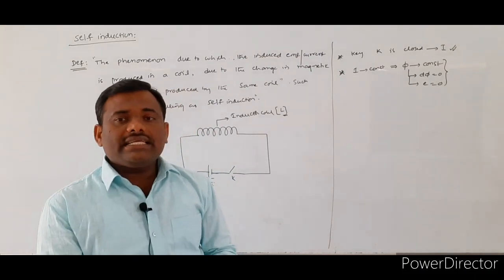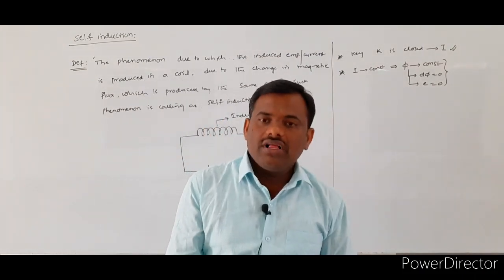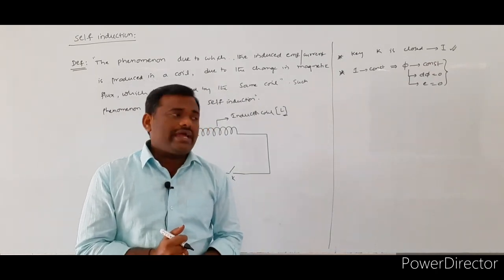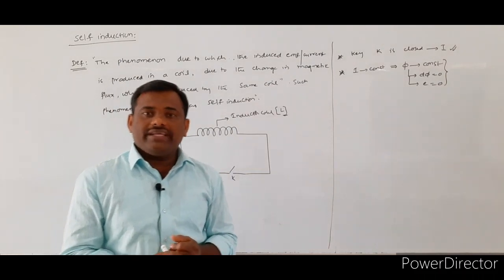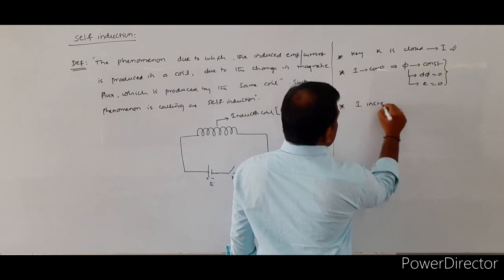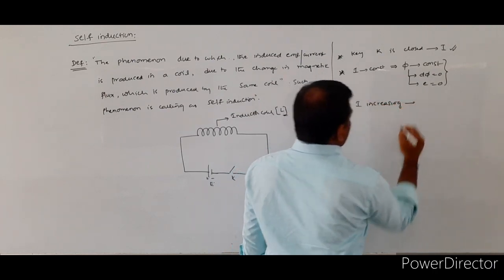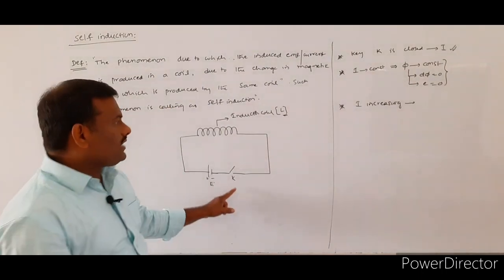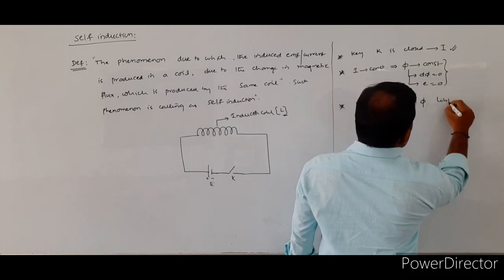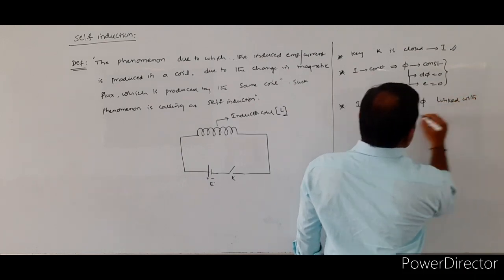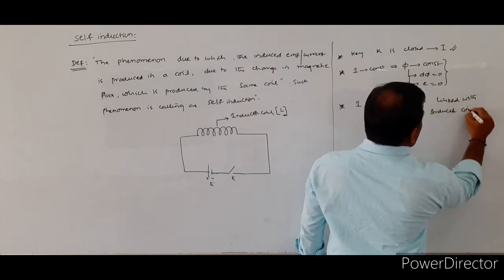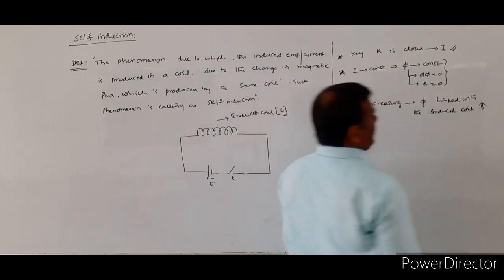To produce the induced EMF, we need a change in magnetic flux. How will the change in magnetic flux exist? We are assuming that the current value will be increasing. Whenever the current passing through the given circuit increases, the flux linked with the inductor coil also increases.